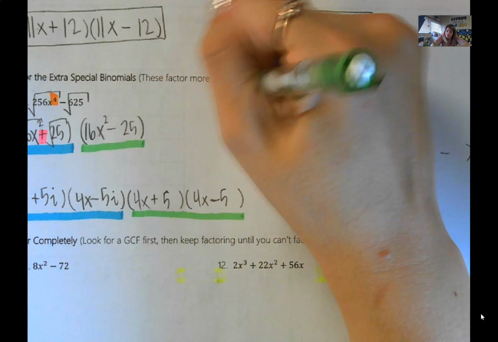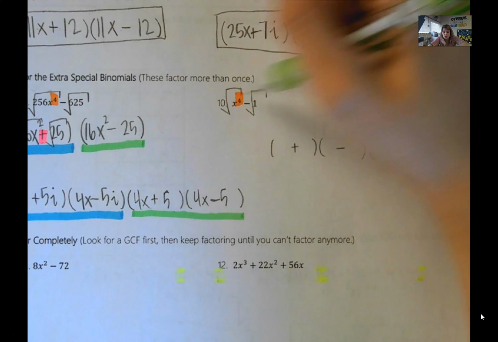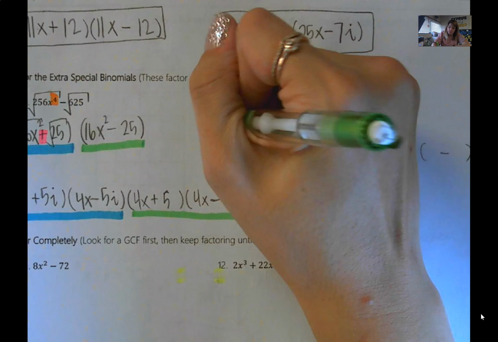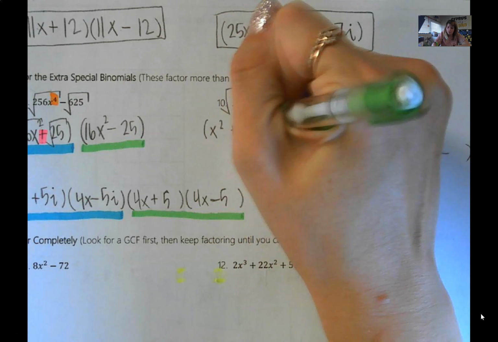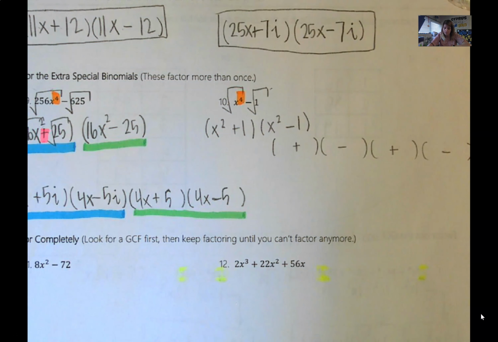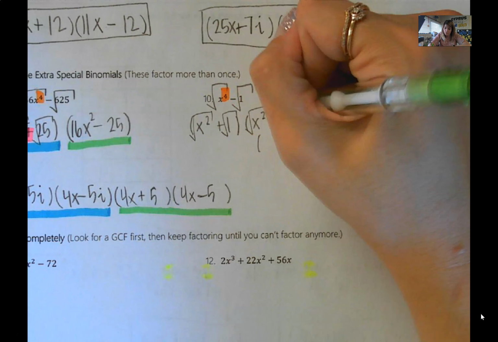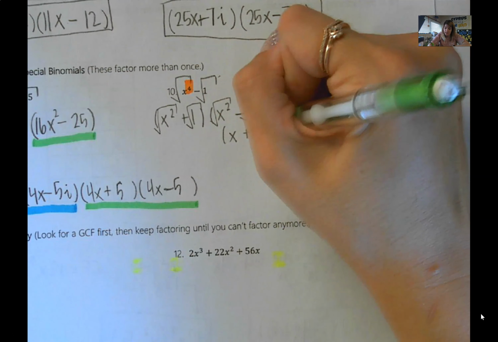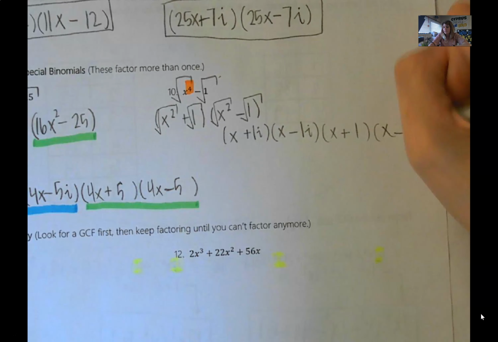So even though it doesn't look like it, this is an extra special binomial. It only has 2 terms, and it's an x to the 4th. So the first time I factor it, I'm going to get x squared plus 1 and x squared minus 1. Then when I root these 2, I'm going to get x plus 1i, x minus 1i, x plus 1, x minus 1.